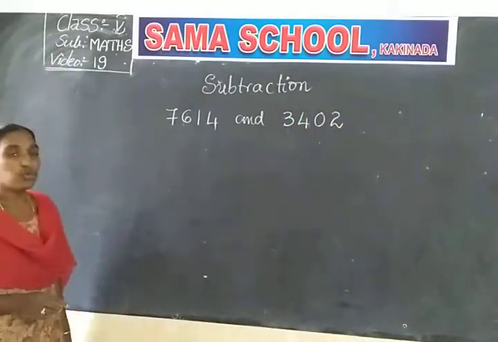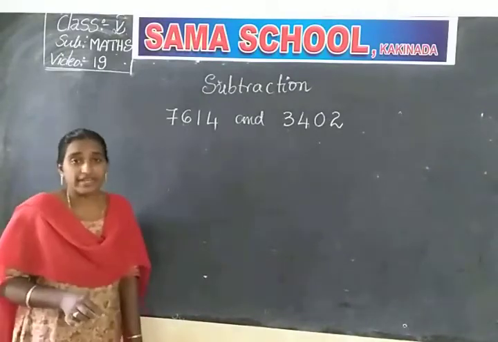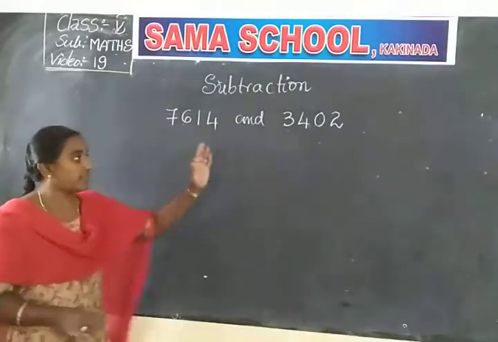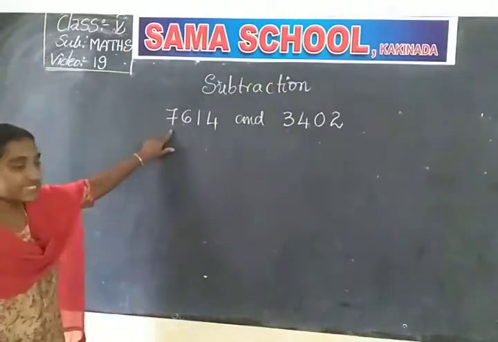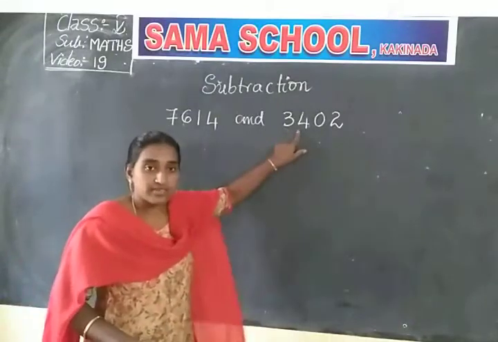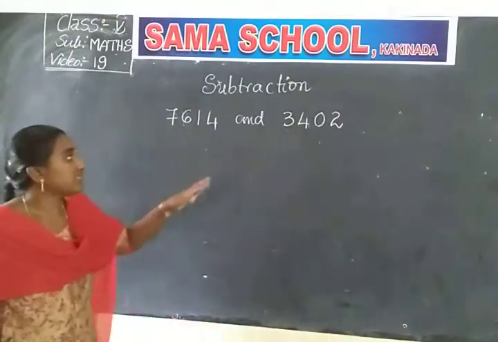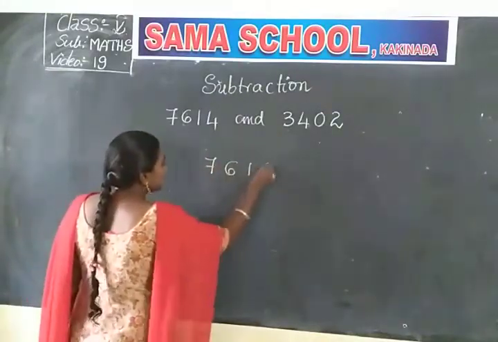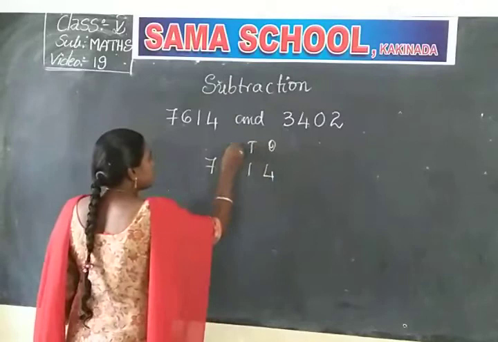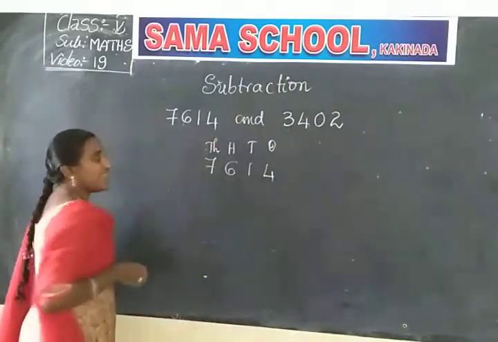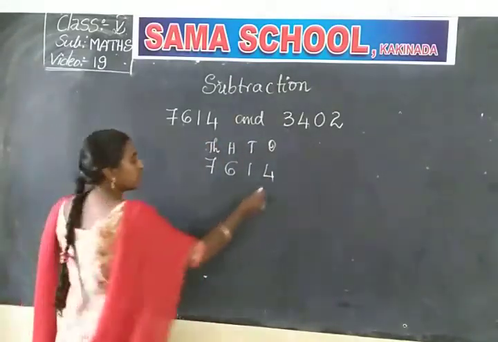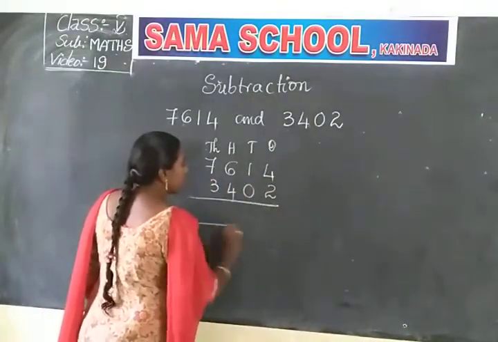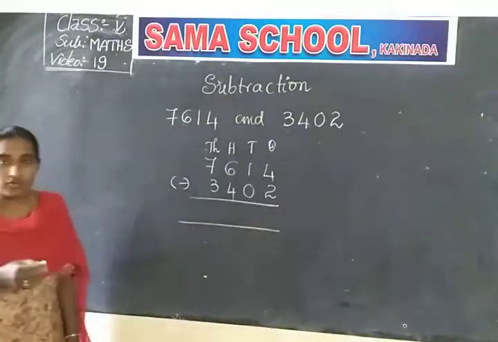Here I have taken two numbers, and immediately after getting two numbers for subtraction you have to identify the big number first. Among the given numbers, what is the big number? This is 7,614 and this is 3,402. So among these two numbers, this is the big number. You take the big number in the first place, write the places ones, tens, hundreds, thousands, and arrange the second number in proper columns from the ones place. And you have to subtract these two numbers. So we are doing subtraction.